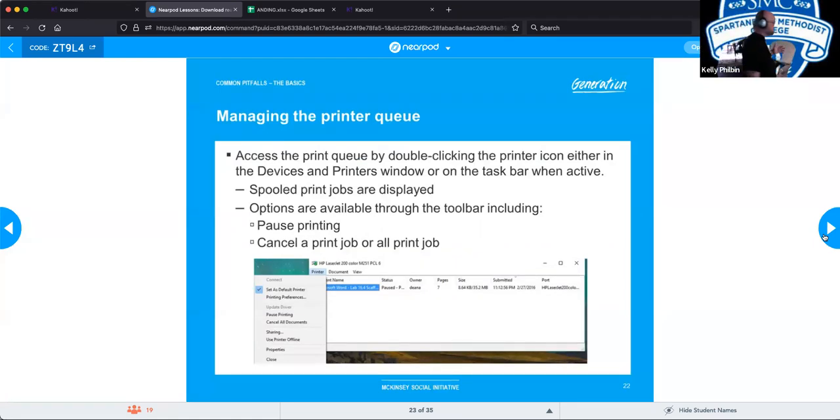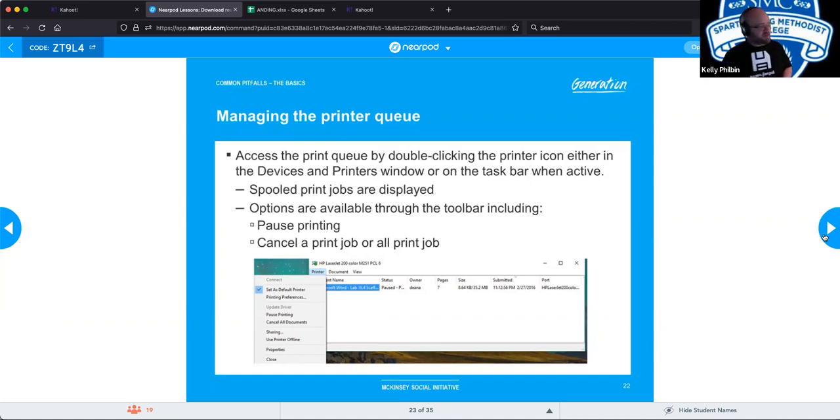All right, printer queue management. What is a queue? It's basically just a line. This is what the Brits call it. So, access the print queue by double clicking the printer icon, either in your devices and printers window or on the taskbar when it is active. Then you can look at spooled print jobs. They're all displayed at that point. The options are available through the toolbar, including pause printing, cancel printing, stuff like that.